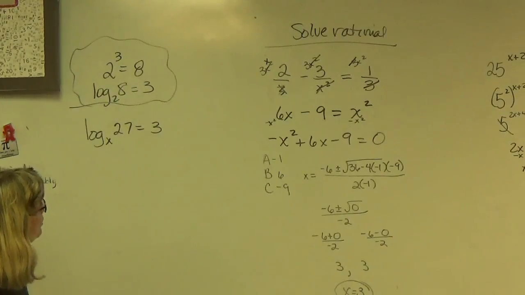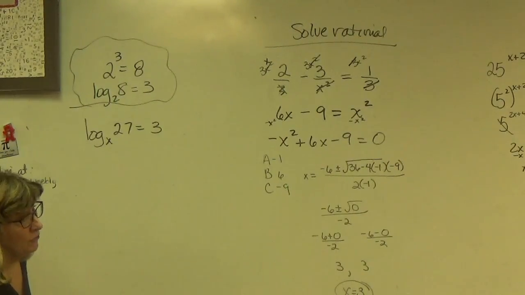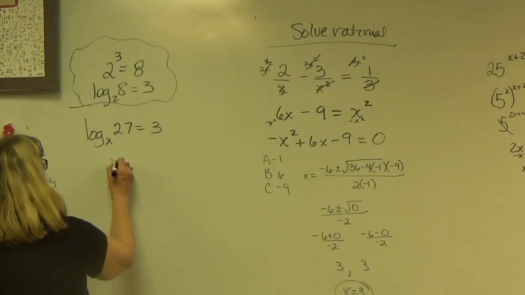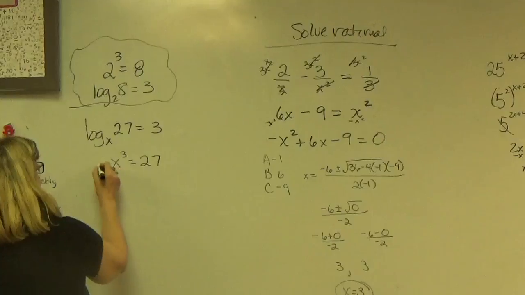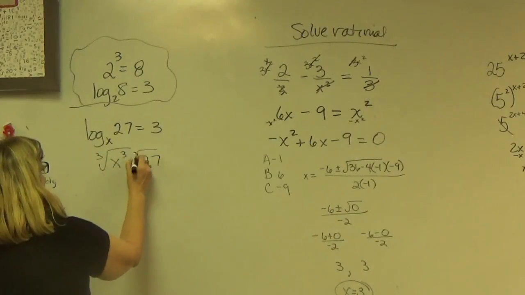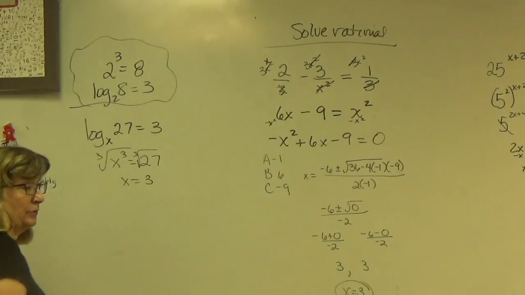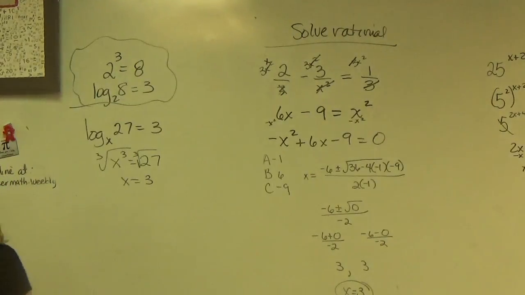Now, what would I do to rewrite? Remember these 3 problems, you need to rewrite it. So how will I rewrite this one? X cubed equals 27. You take the cube root if you wanted to. Take the cube root of each, and you get 3, so x equals 3. Let's do one more for good measure.